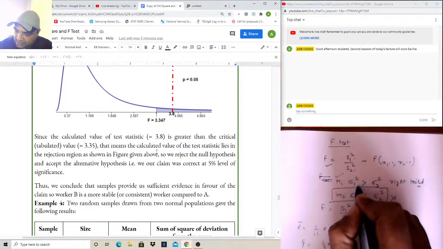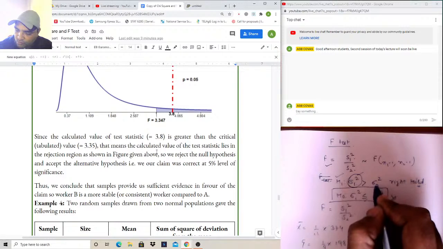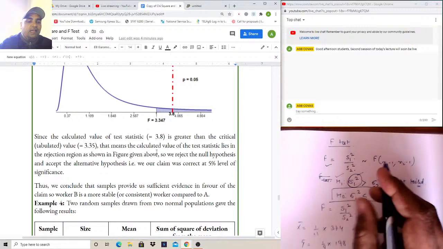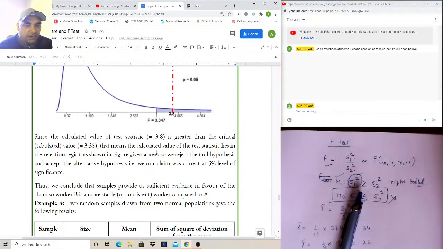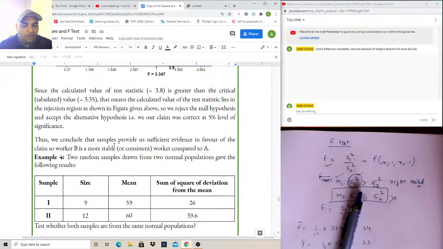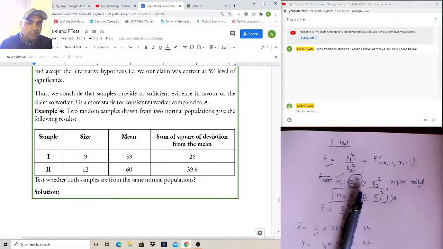So we can say that the variance of the first worker is more than the variance of the second worker. It means the second worker is more consistent as compared to the first worker at 5% level of significance. Thus, we conclude that the sample provides us sufficient evidence in favor of the claim. So, worker B is more stable or consistent compared to worker A. So, this is how we conduct the F test for these two population variances, right?